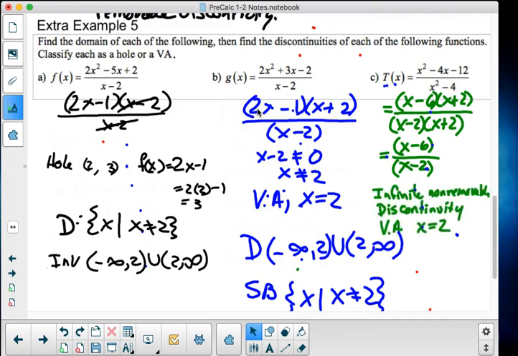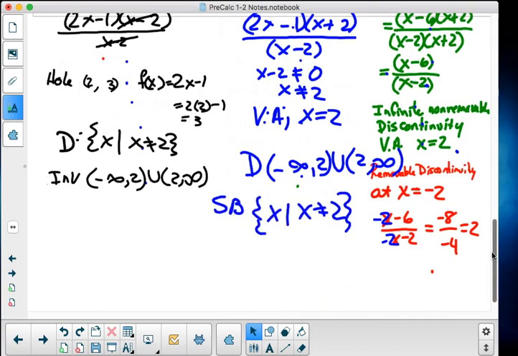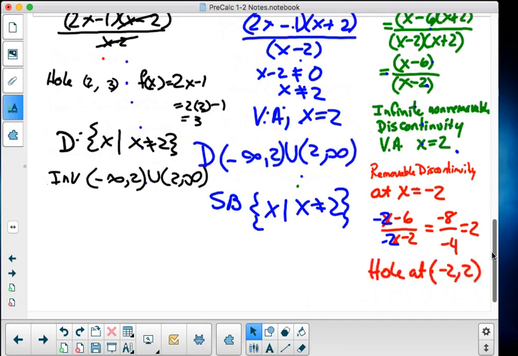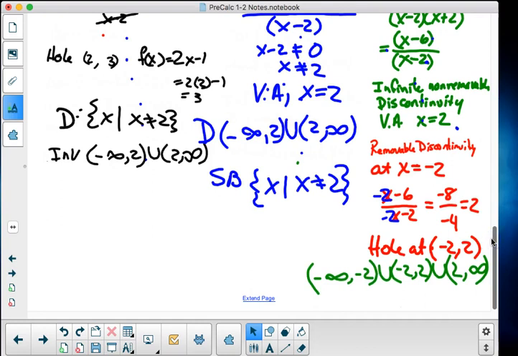So I've got my VA at positive 2, but my hole is at x equals negative 2. After I plug that in, I get negative 2, 2 is my hole. Are you okay with both discontinuities? One's a vertical asymptote, and one's a hole or a removable discontinuity. Those are the two that we've got in this one. And my domain, I'm just going to do interval notation on.